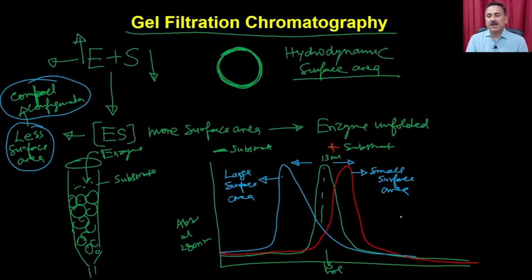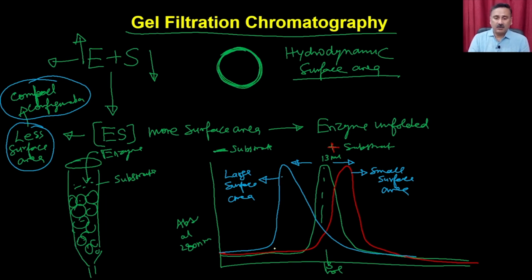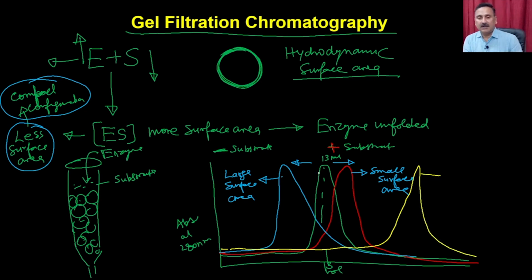with a larger surface area. Apart from this, you are also supposed to run the substrate alone, because that should tell you whether the substrate is interacting or where the substrate is eluting. If the substrate is eluting in a very distant place and has nothing to do with the enzyme, then you can be very confident about this particular experiment.